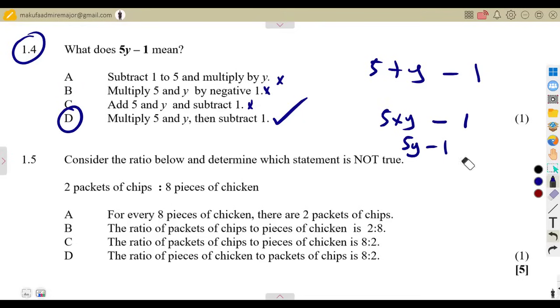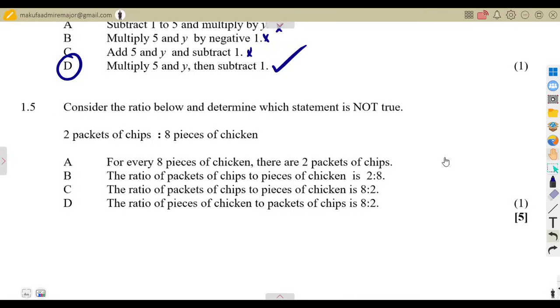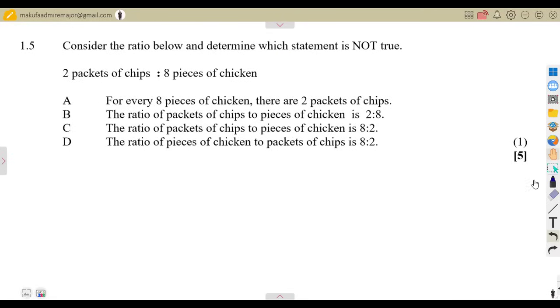So this type of question, you just have to understand how it's given. It's not like you can revise something. No, you just have to answer according to the question. Consider the ratio below and determine which statement is NOT true. They even write this in upper caps so that you see they want the part which is false. If it is not true, it means it's false.